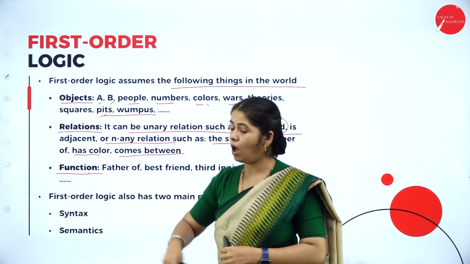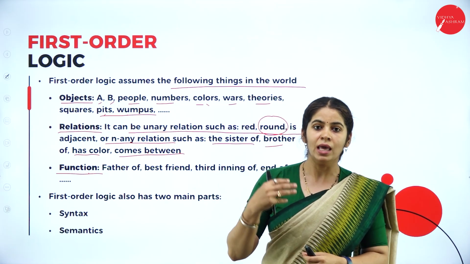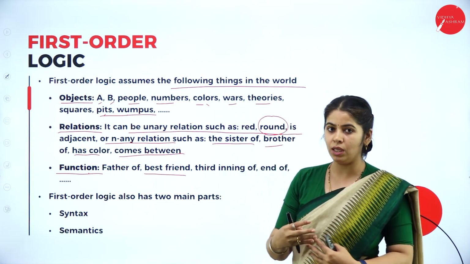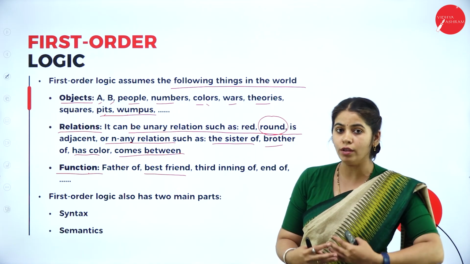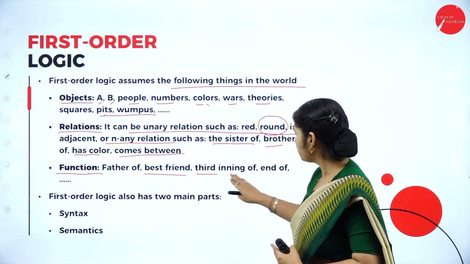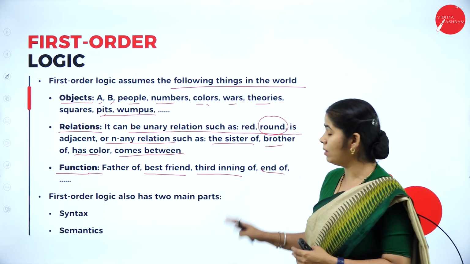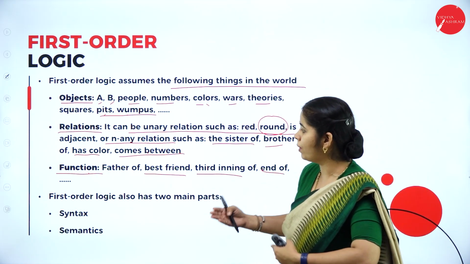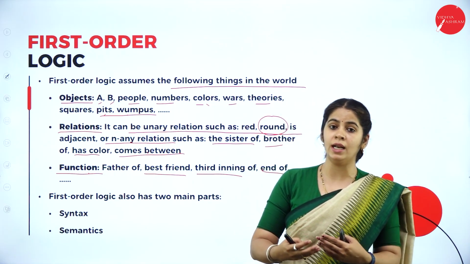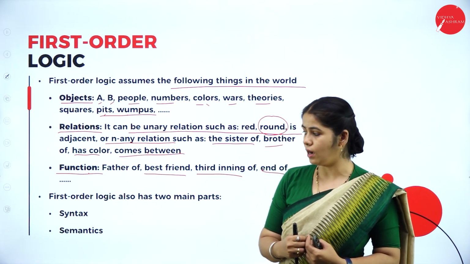Then functions, how can we provide the function for each object? That person may be the best friend, that person may be the father of him, or it's the third inning of what he is playing right now, or it may be the end of the game. Like that, we are providing the functions for a particular object and its relationships.